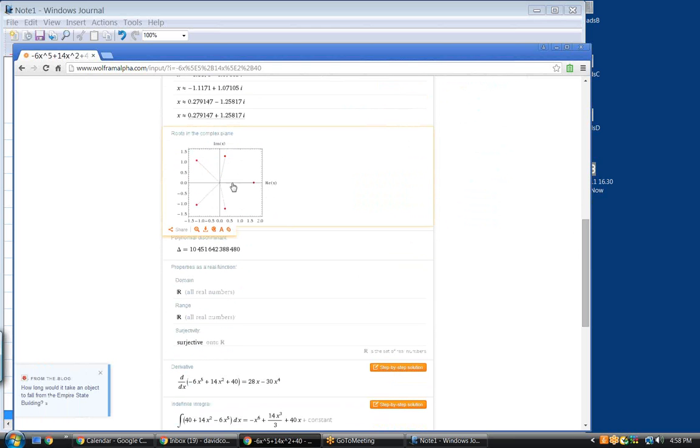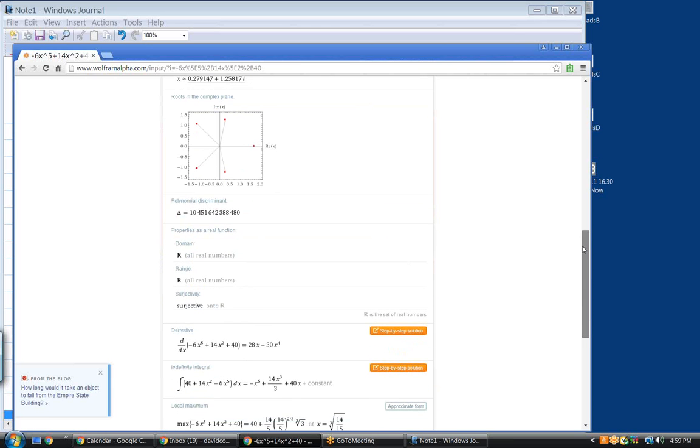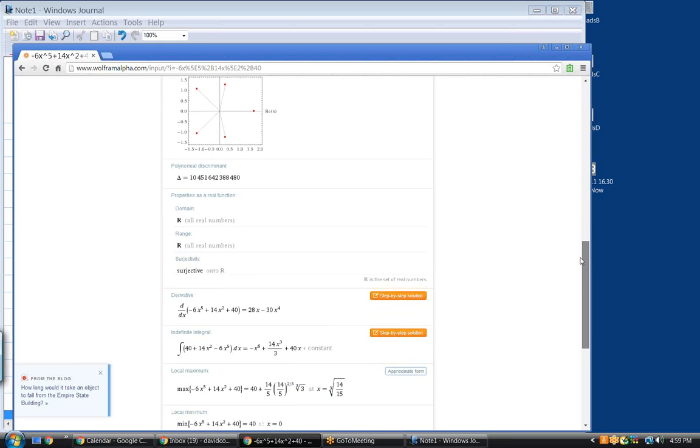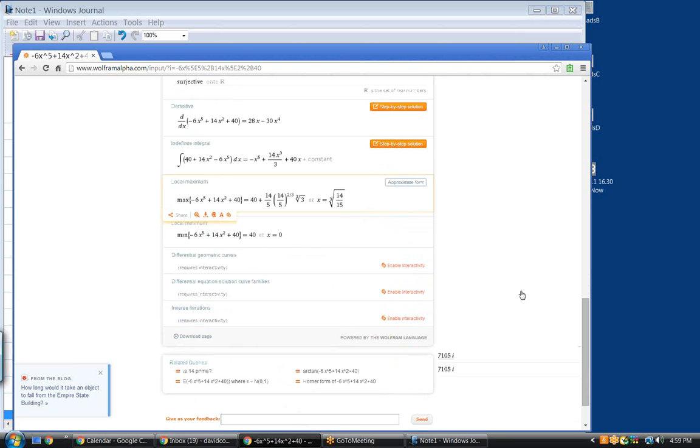They even plot the complex roots. Notice that they give you the imaginary part of it and the real part of it. In other words, when you plot complex numbers, the horizontal axis is the real part, the vertical axis is the imaginary part. They give you the first derivative of it, which is calculus. They give you the integral of it, which is calculus. And they do actually calculate the local maximum.